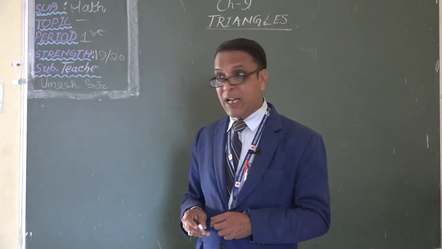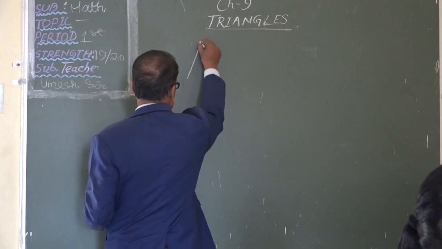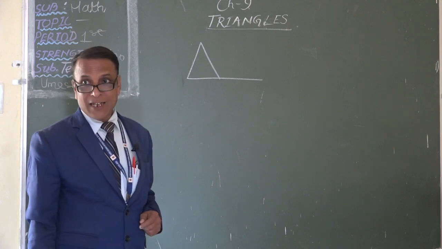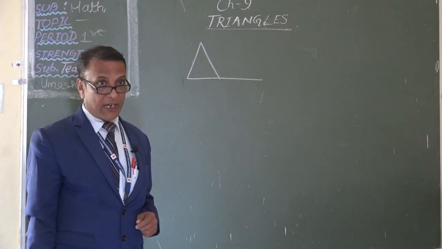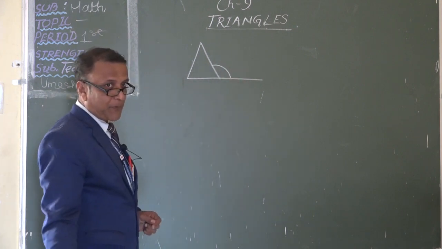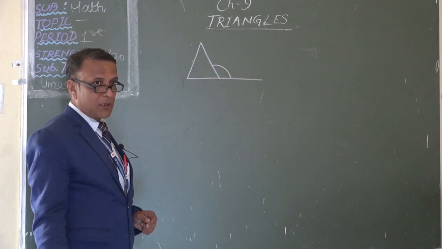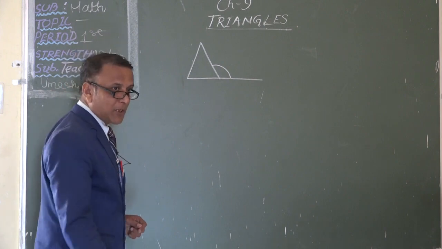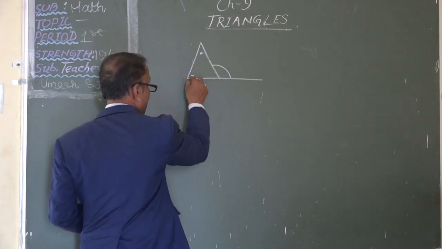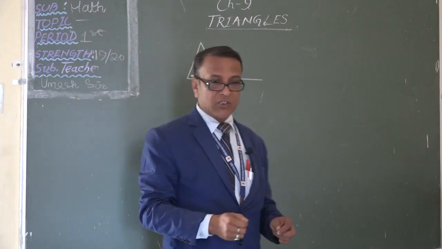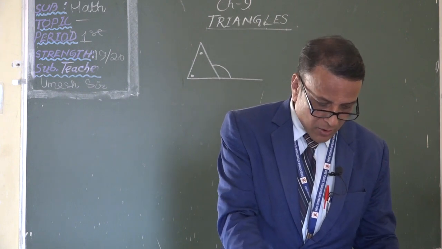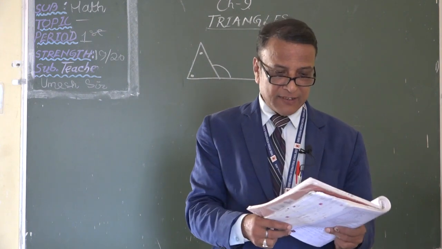And another property I have already told you, that if one side of a triangle is extended, the exterior angle which will be formed is equal to the sum of the interior opposite angles. Matlab this plus this will always be equal to this. It is also another property of a triangle. Now knowing all this, we have the exercise 9a.